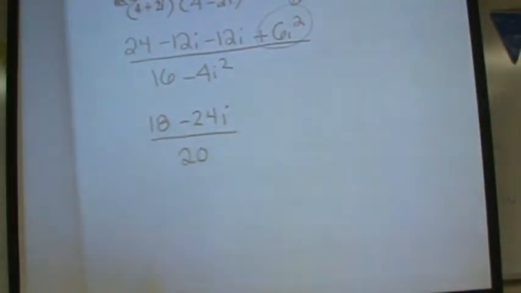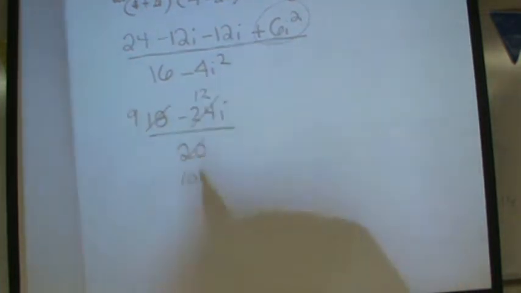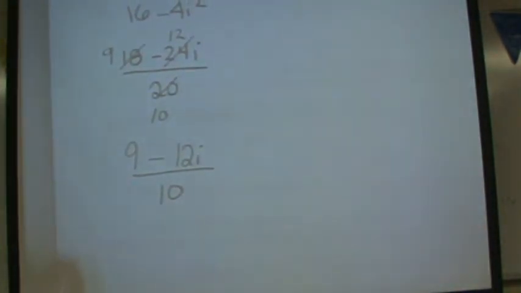So now what I want to do is see if there is a number that goes into all 3 of these. Well, I know 2 goes into all 3 of them. So I can reduce this by 2, this by 2, and this by 2. So my final answer would be 9 minus 12i over 10. Two goes into all three of these.